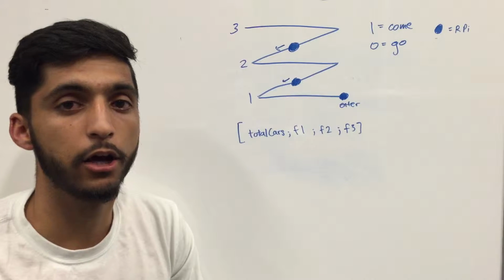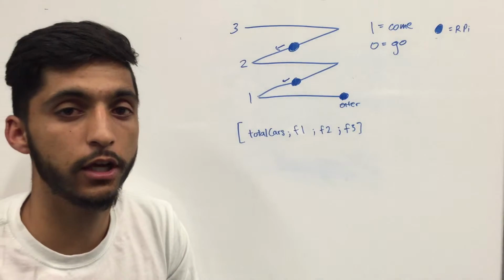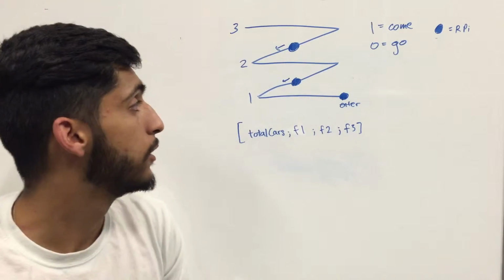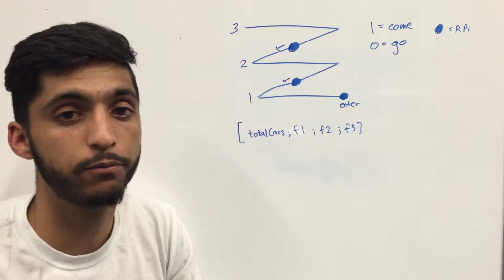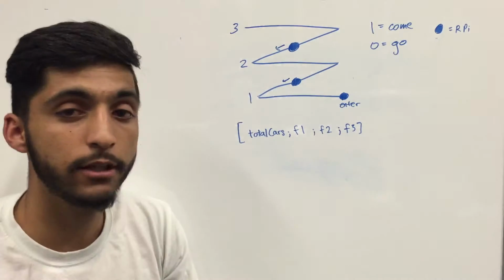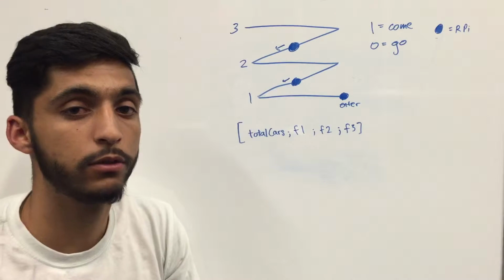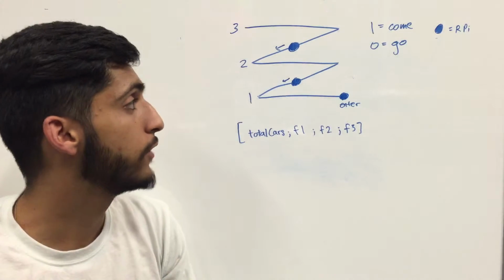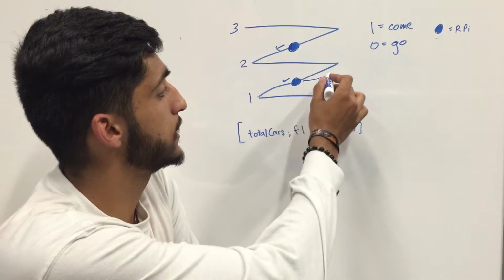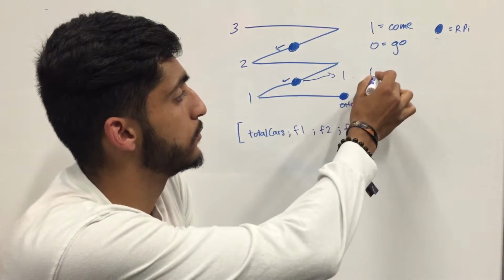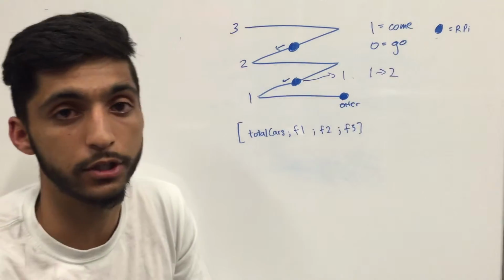The available spot algorithm works by utilizing the location of the Raspberry Pi placement. The Raspberry Pis are placed on the ramps between the floors, which allows them to tell us which way the cars are moving. If a Raspberry Pi, for example, sends a signal of a 1, it means the car moved from floor 1 to floor 2.